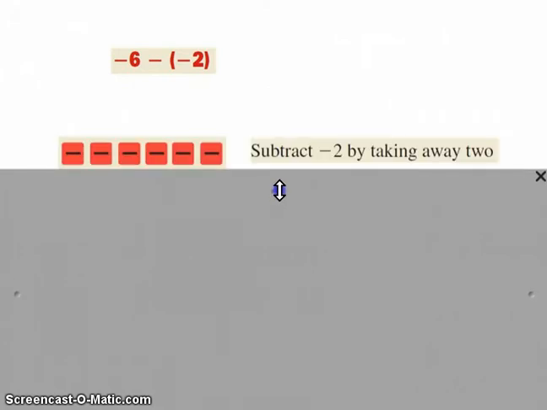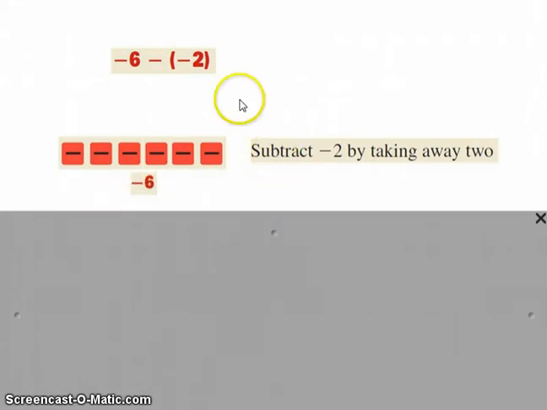-6 minus -2. Okay. In the coin concept, I'm starting with -6, which means I'm starting with 6 negatives. And then I'm going to subtract 2 of the negatives. I'm going to literally take 2 of the negatives away. Well, how do I do that? Just like it sounds. I'm going to take 2 of the negatives away.